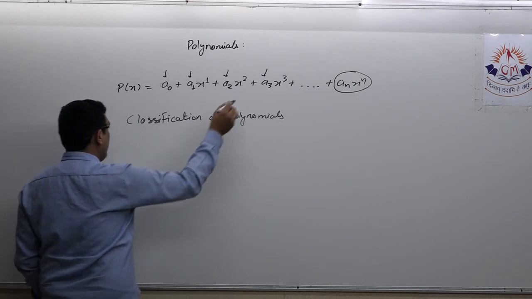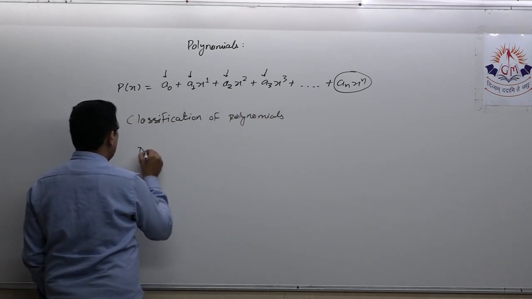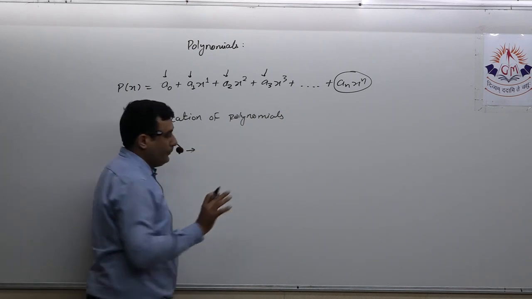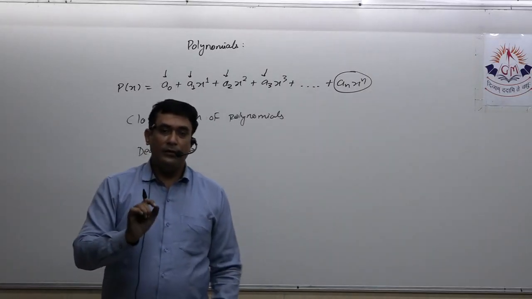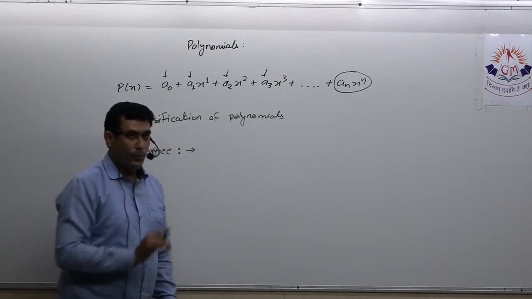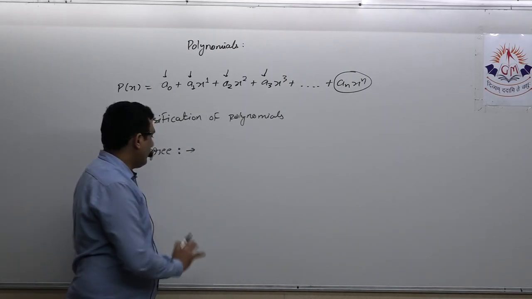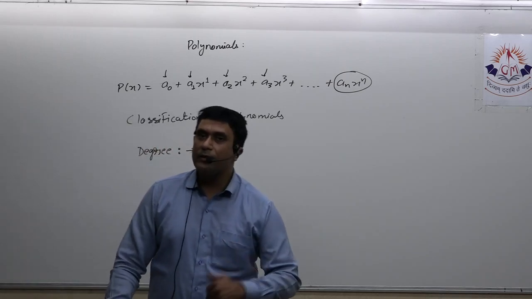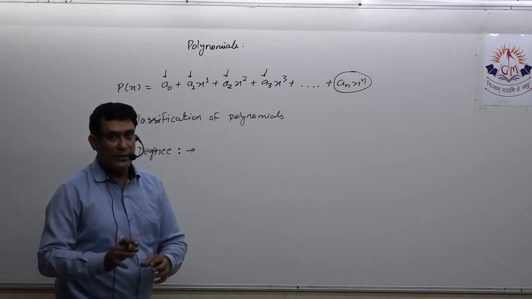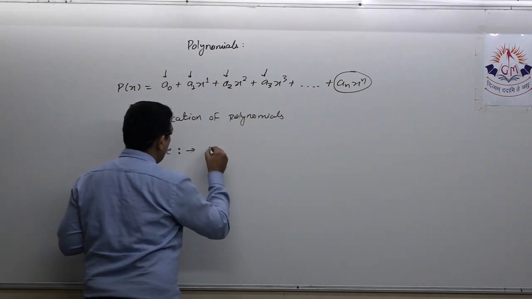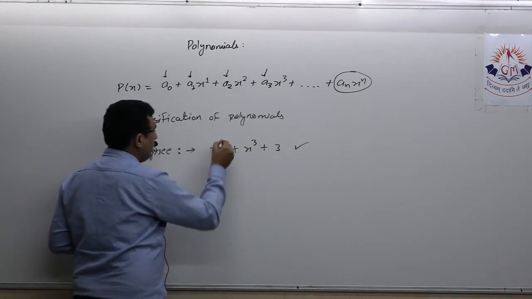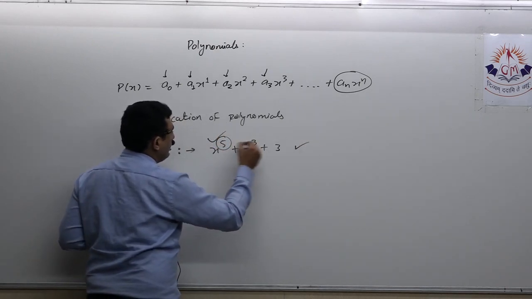Before I come to the classification on the basis of degree of the polynomial, let me explain what is the degree of a polynomial. Its simplest definition ever: the maximum power of the variable in a polynomial is called the degree of the polynomial. That means first you have to check whether it is a polynomial or not, and if it is a polynomial, then the maximum power of the variable is the degree. For example, x raised to 5 plus x cube plus 3, the degree of this polynomial is 5 because 5 is the greatest among the powers.